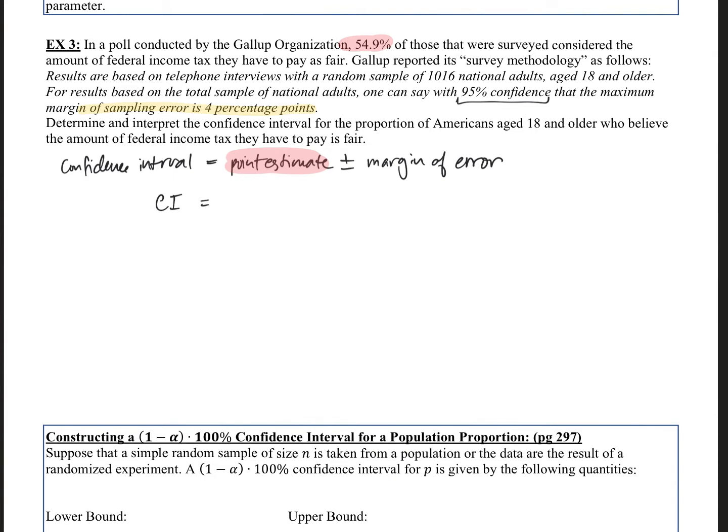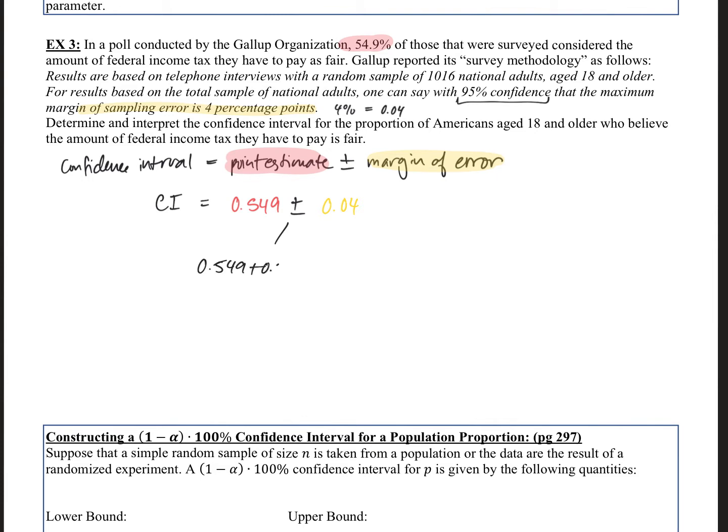Okay, so we're going to turn these values into decimals. 54.9% as a decimal is going to be 0.549. Now plus or minus the margin of error. The margin of error as a decimal, we're talking about 4 percentage points, so that's 4%, which is equal to 0.04. Go ahead and plug that into our equation. And now we have our confidence interval is equal to these two following amounts, so I'm going to split them.